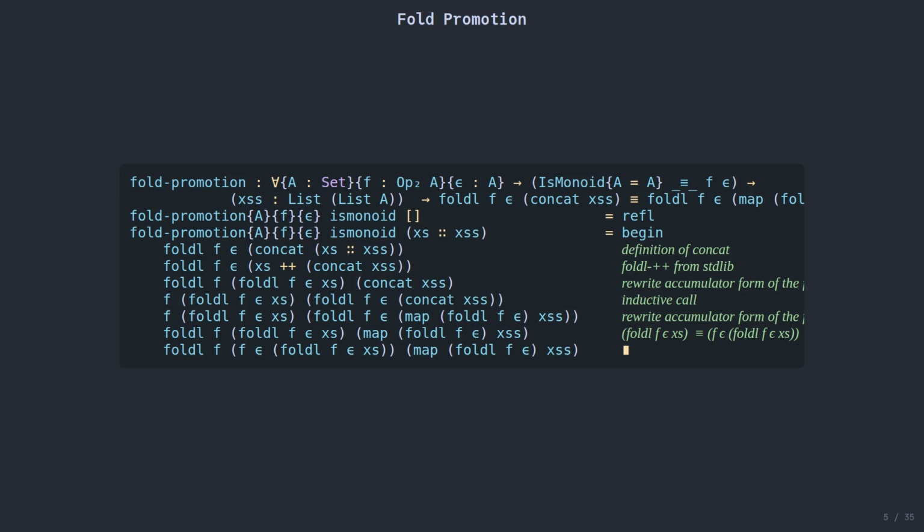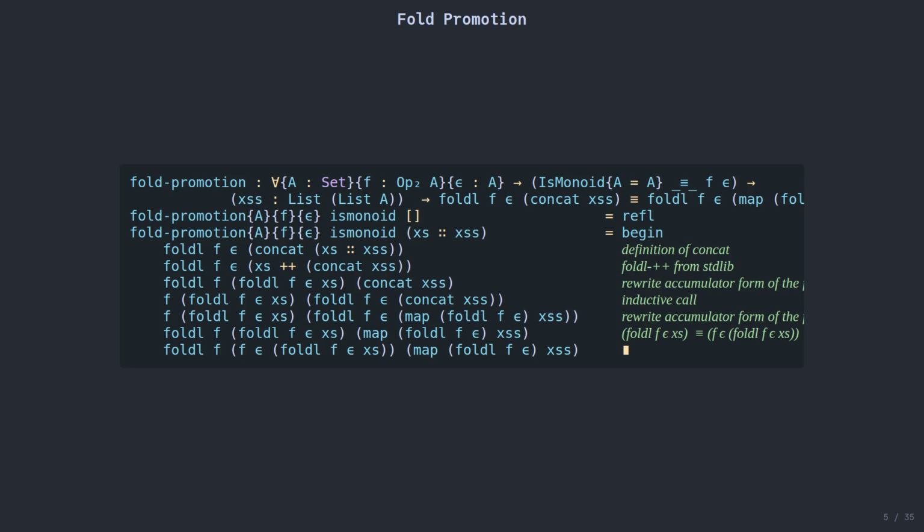The proof is simple. We proceed by induction on the list of lists. The empty case is straightforward. Both sides evaluate to the identity element. For the non-empty case, we begin by expanding the definition of concat. We then use a lemma from the standard library to rewrite the left fold over an appended list. After that, we apply our helper lemma to move the accumulator into the right shape. At this point, the structure matches the inductive hypothesis, so we recursively call the same theorem on the shorter list.